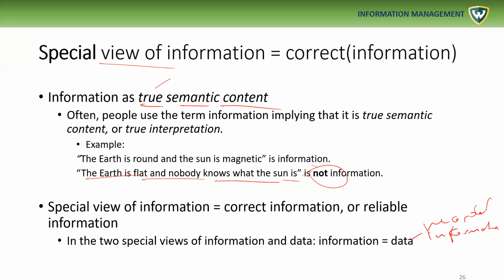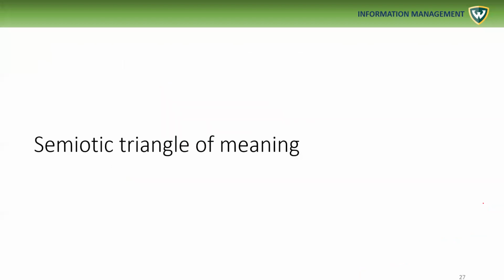And then in the special view of information, information is true information. And maybe then we have to say here, this is recorded true information. I hope that makes sense to you, and we might develop these a little bit more throughout our course. Next time, I'm going to talk about the semiotic triangle of meaning.